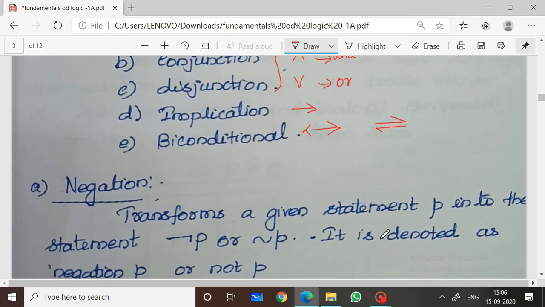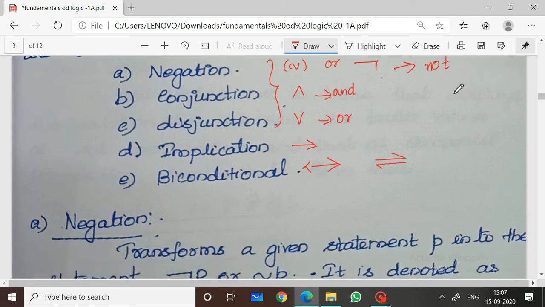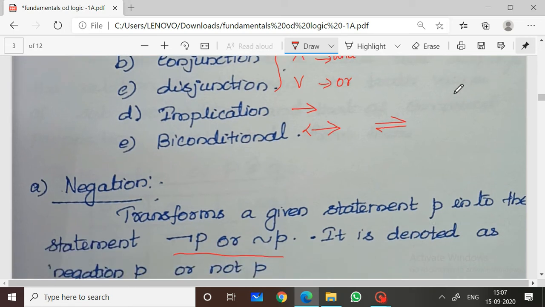Negation transforms a statement. When a statement is given to you, you transform it into another statement. If you write the opposite, the contradiction of the given statement, such a type of statement is known as negation. The symbol that denotes negation, I already mentioned. So we can say negation is p or not p. Negation is otherwise known as negation of the statement, or not. Conjunction is and, disjunction is or, implication means implies, and biconditional means implies and implied by.